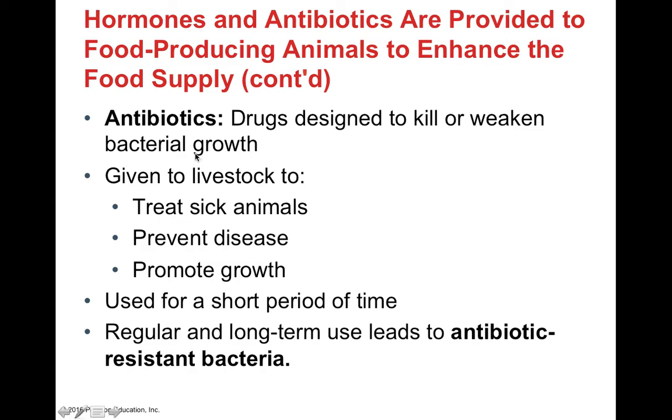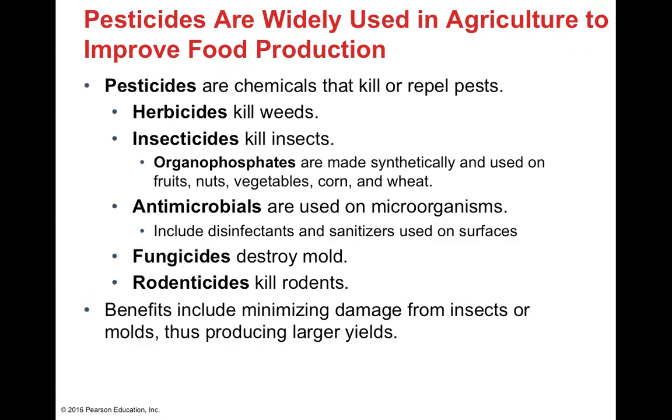All right, some other things that can end up unintentionally added to our food supply include antibiotics. Antibiotics are any drug that's designed to destroy bacteria or slow bacterial growth, and they are often given to treat sick animals or just to prevent disease and promote growth of the livestock. Typically, these are used for a short period of time and are taken away from the animals before they're harvested for their meat. But we can end up with antibiotic-resistant bacteria if we have regular and long-term use of these antibiotics.